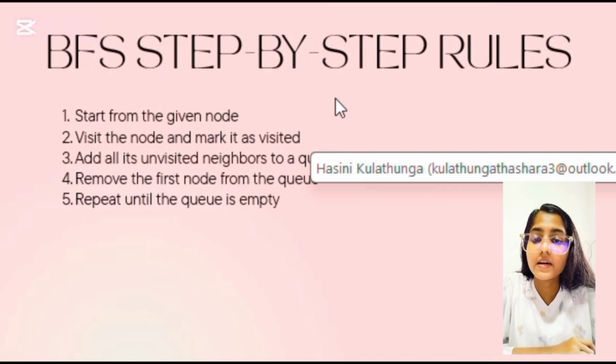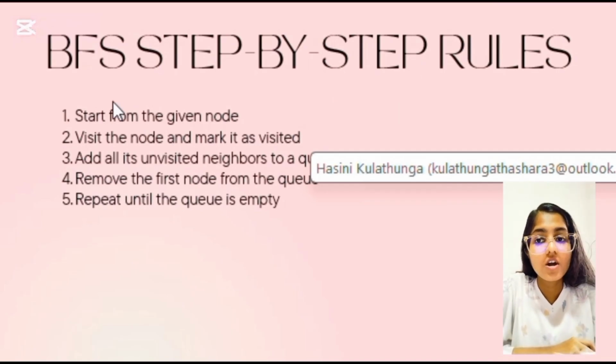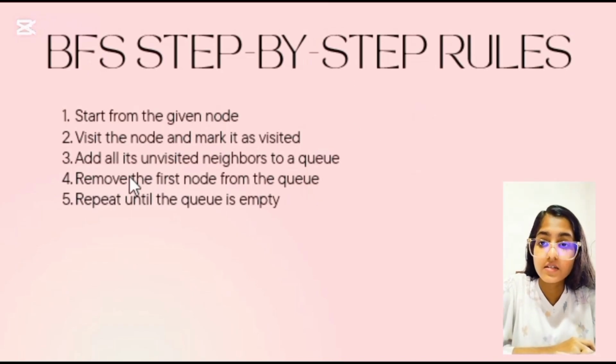Here are the step-by-step rules for breadth first search. First, you must start from the given node, then visit the node and mark it as visited. Add all its unvisited neighbors to a queue. Remove the first node from the queue. Finally, repeat until the queue is empty.